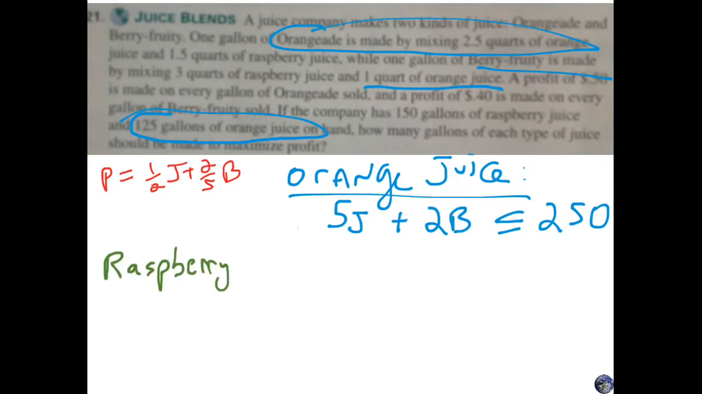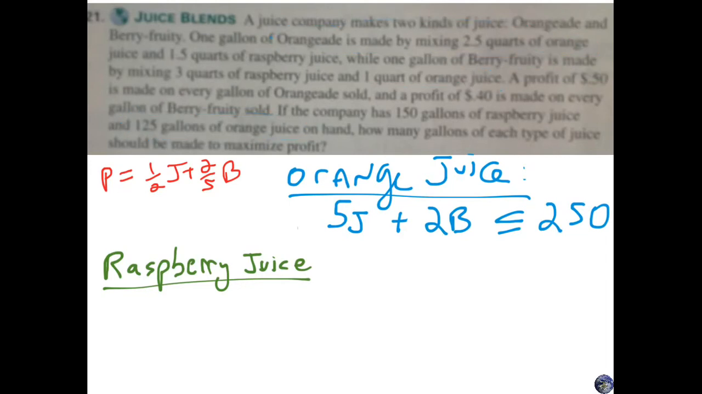But there's also a constraint based on the amount of raspberry juice we have. So let's take a look and see what we got going on there. For the raspberry juice, we know that for every orangeade we make, we need 1.5 quarts of raspberry juice. That's for every single orangeade. So if I were to make 10 things of orangeade, that would be 15 quarts of the juice. So in other words, we have to do 1.5 times J. But that's just from the orangeade.